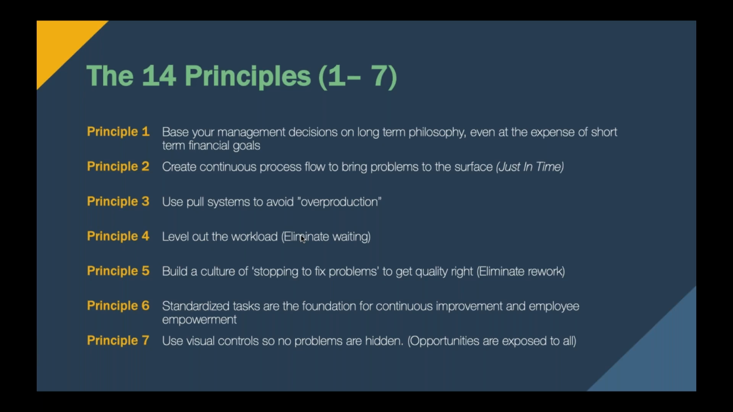Use pull systems to avoid overproduction. So don't sell more than demand. Level out workload, eliminate waiting. So look at scheduling and say, how can we schedule more evenly? Build a culture of stopping to fix problems to get quality right. Eliminate rework. Standardized tasks are the foundation for continuous improvement and employee empowerment. So how can we adjust our processes to be more standardized? Use visual controls so no problems are hidden.